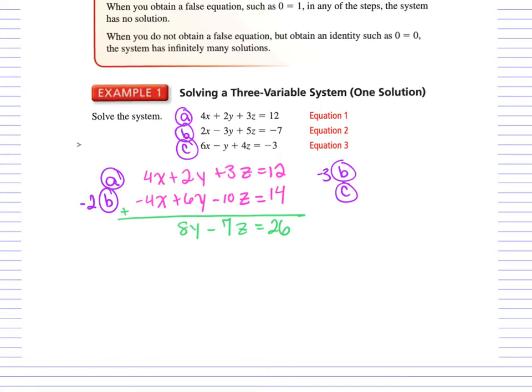So let's do that. -3 times 2x is -6x. -3 times -3y is positive 9y. -3 times 5z is -15z. Equals -3 times -7 is a positive 21.